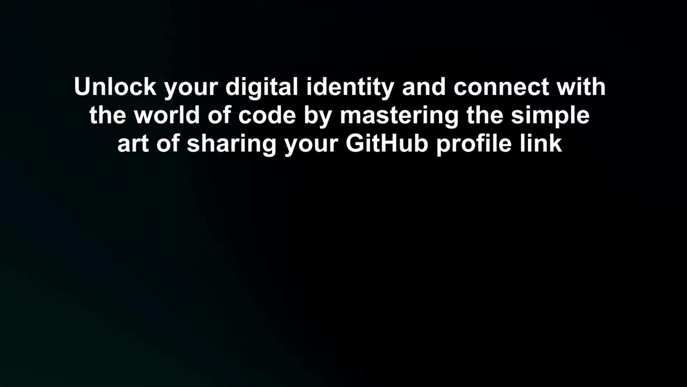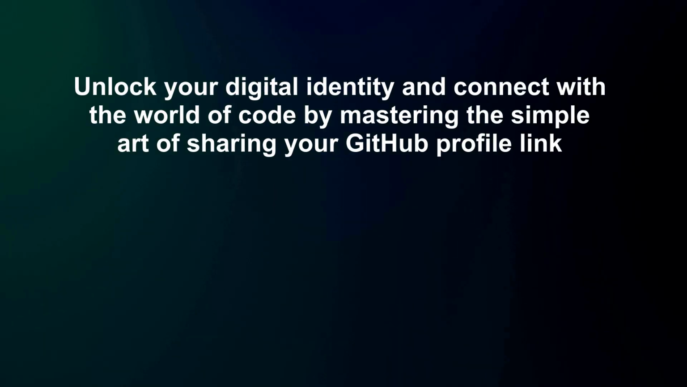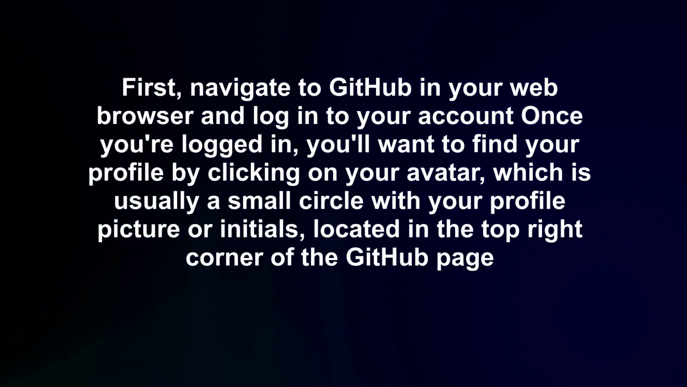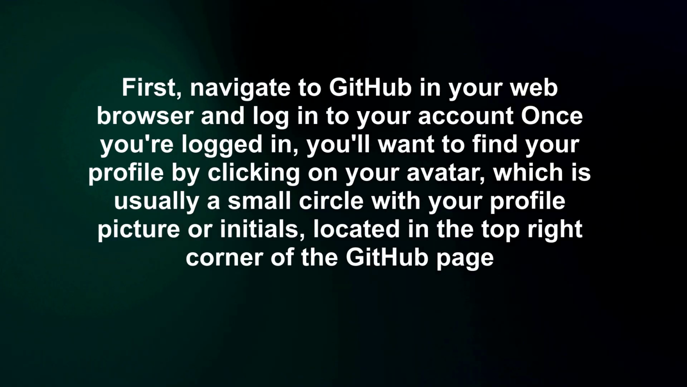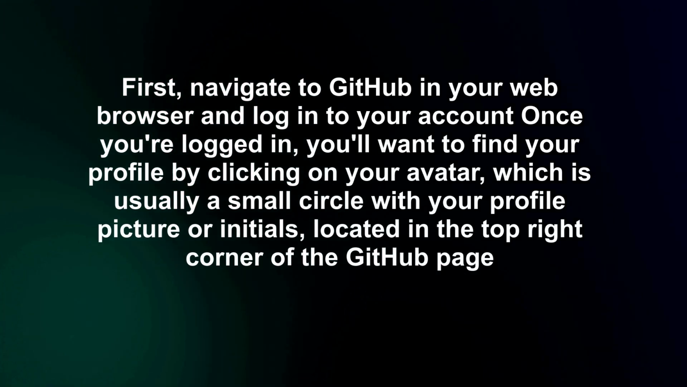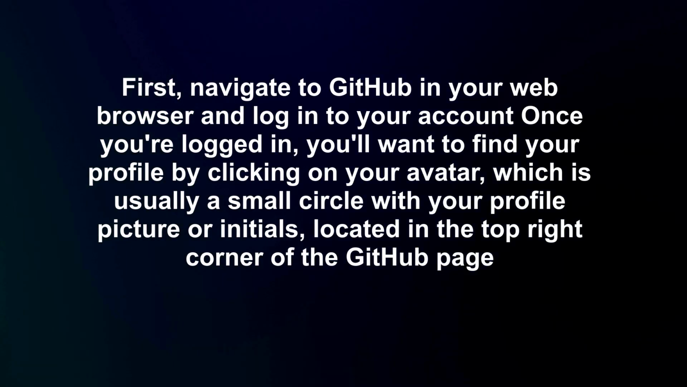Unlock your digital identity and connect with the world of code by mastering the simple art of sharing your GitHub profile link. First, navigate to GitHub in your web browser and log into your account. Once you're logged in, you'll want to find your profile by clicking on your avatar, which is usually a small circle with your profile picture or initials, located in the top right corner of the GitHub page.